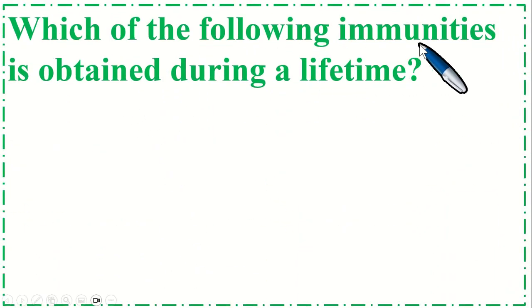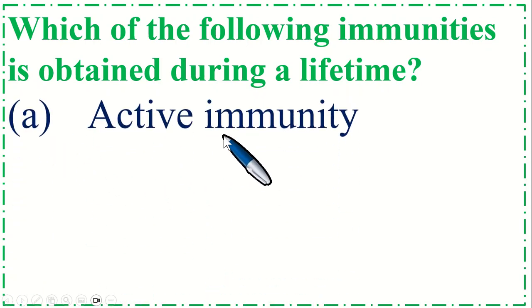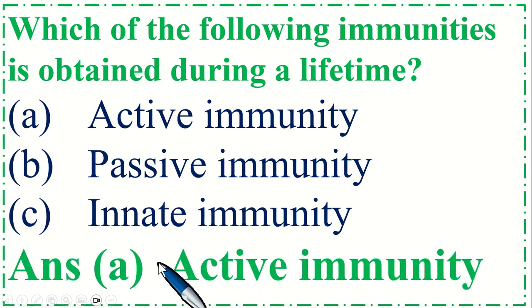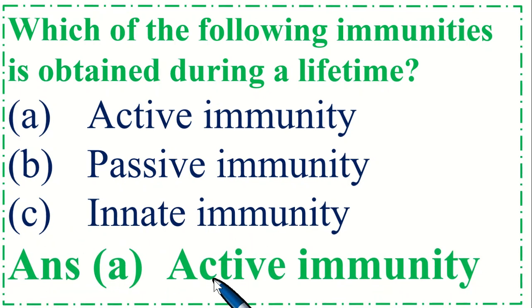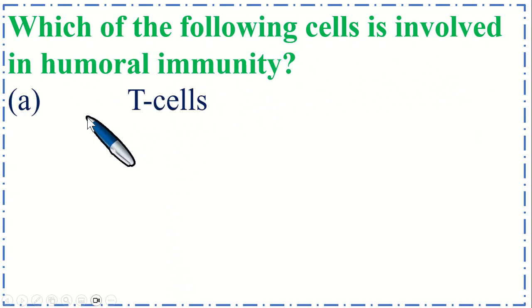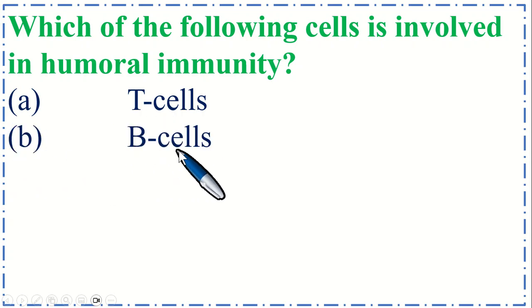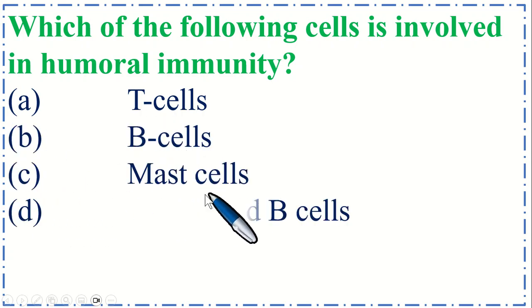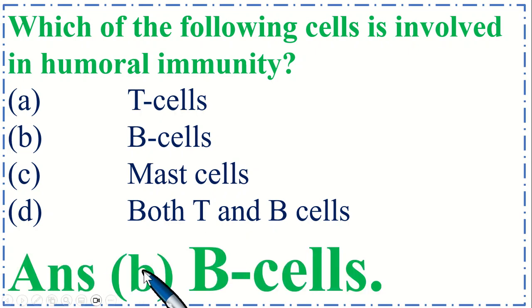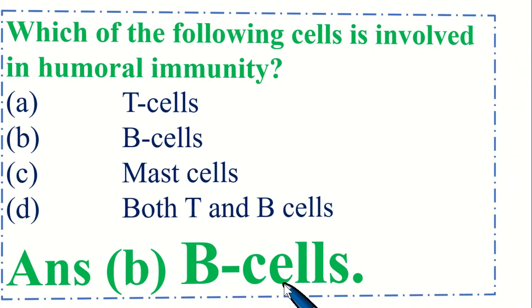Which of the following immunities is obtained during a lifetime? Option A, active immunity, B, passive immunity, C, innate immunity. So the correct option is A, active immunity. Which of the following cells is involved in humoral immunity? Option A, T cell, B, B cell, C, mast cell, and option D, both T and B cells. So the correct option is B, B cells.